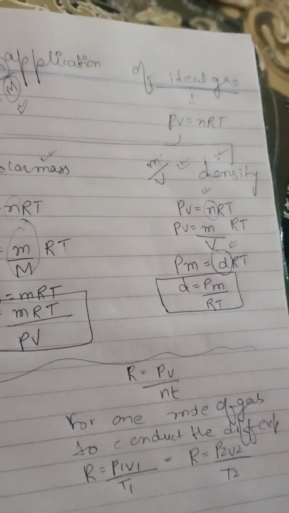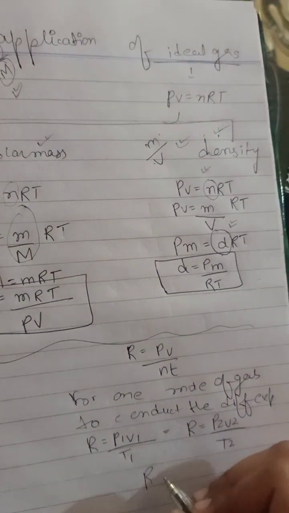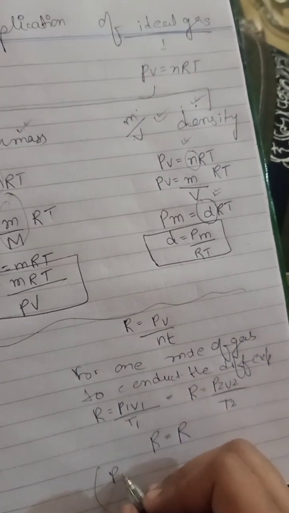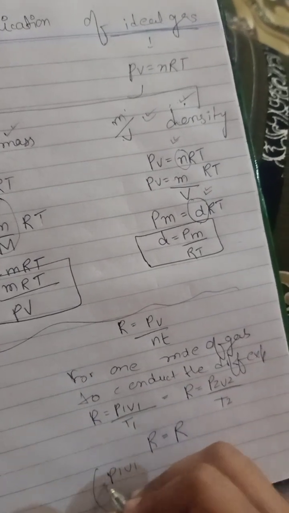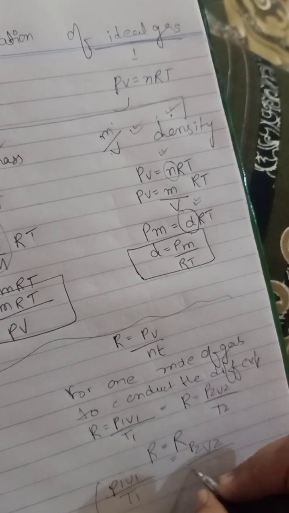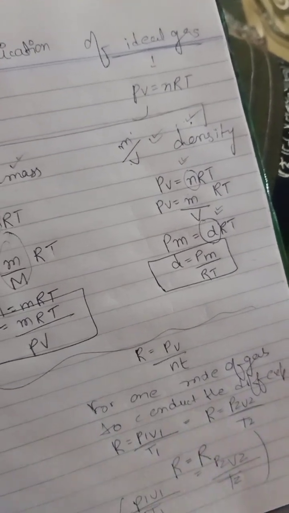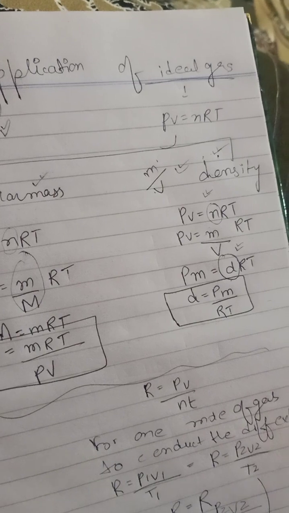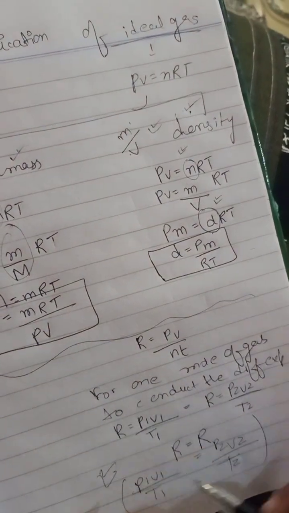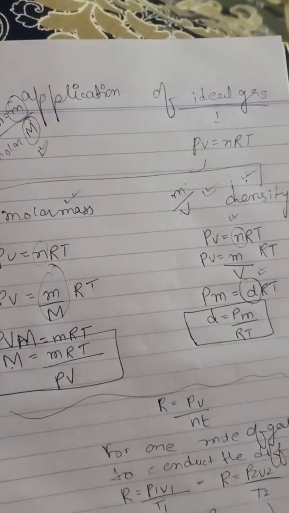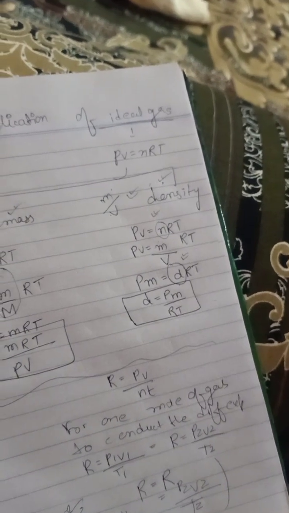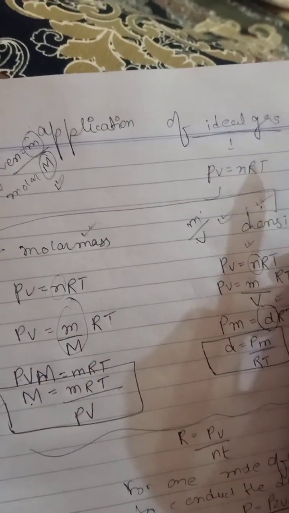Here you can see that R is equal to R, so we can write that P1 V1 upon T1 is equal to P2 V2 upon T2. This is the gas equation for the experiment. But without experiment, we have the equation PV is equal to nRT. So that was the application of the ideal gas equation.